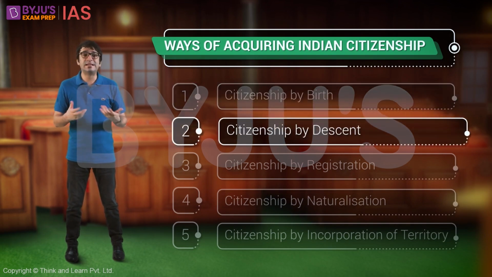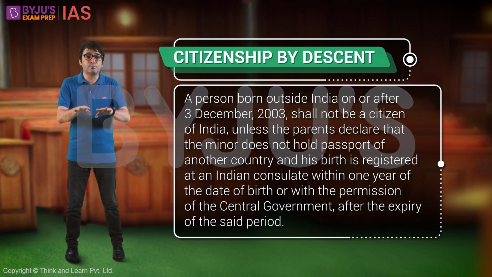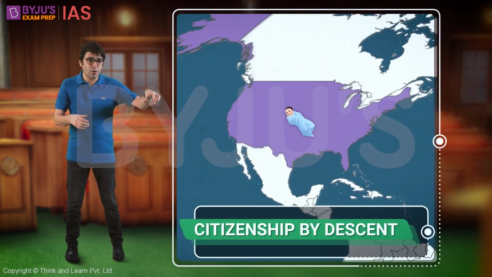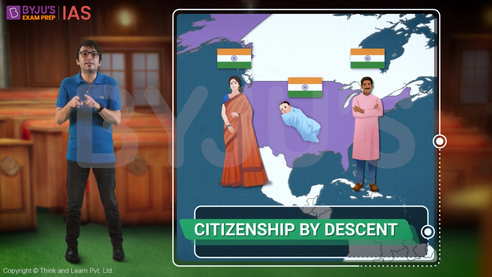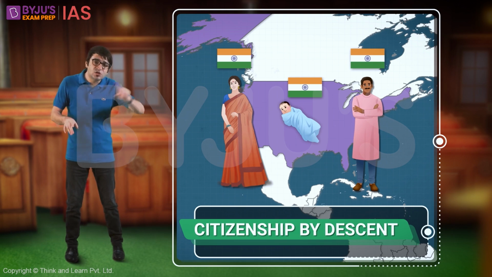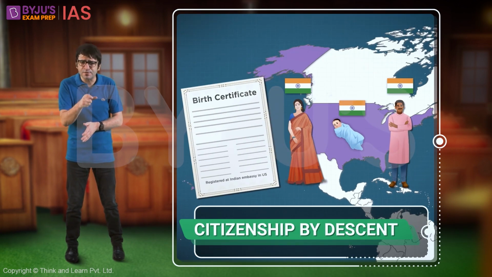Criteria 2, by descent. A child is born, but not on the soil of India. The child is born outside the territory of India, for example, in United States. Both the parents are Indians, or one of the parents is an Indian. This child can also become an Indian citizen, despite the fact that this child was not born on the soil of India. But this child was born to an Indian parent outside India. This child would also become Indian citizen by descent, provided the parents register the birth of this child at an Indian embassy in United States.